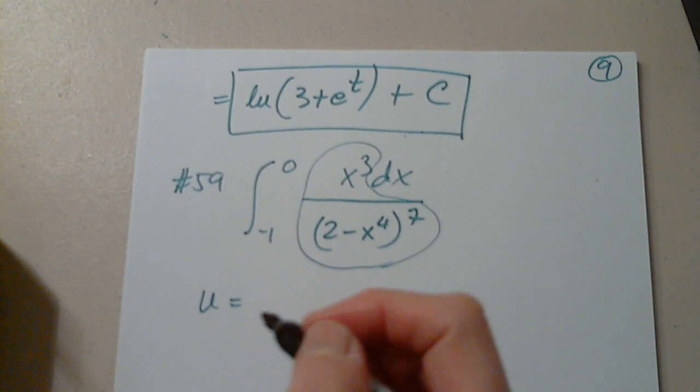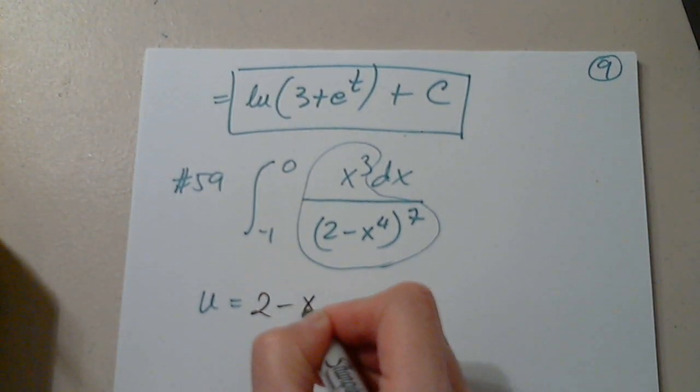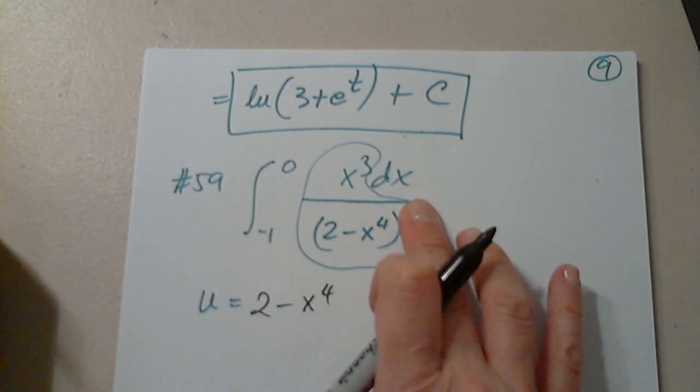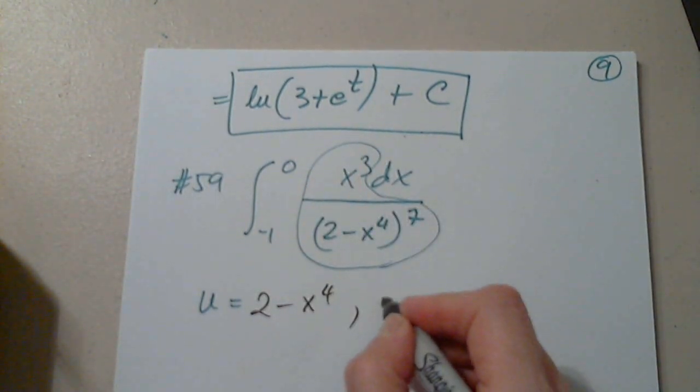u equal to 2 minus x to the 4, raised to the 7th power? Nope. Oh, no. Excellent. That's it. Can anyone give us du?